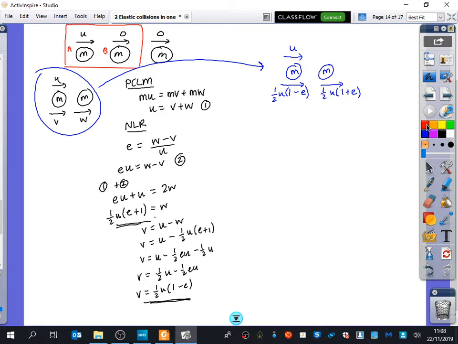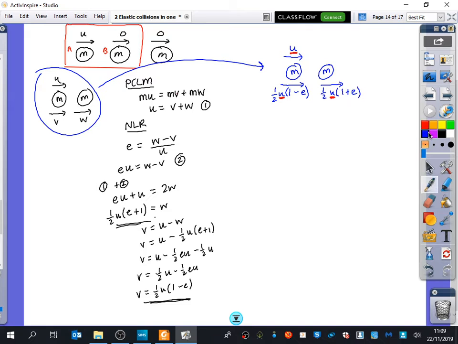So if you look at what's happened, this value of U from the beginning bit has been halved and then multiplied by 1 minus E to get this speed afterwards. This value of U for the second one has been multiplied by a half, and then also multiplied by 1 plus e. So we've got those instructions of what's happened for that collision.